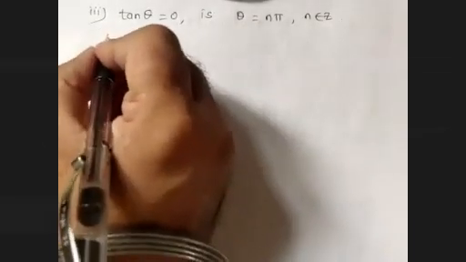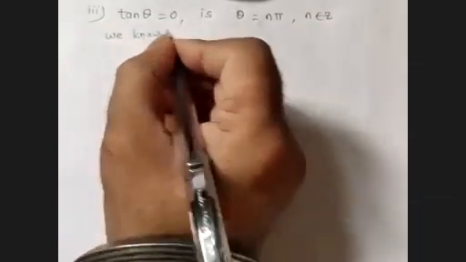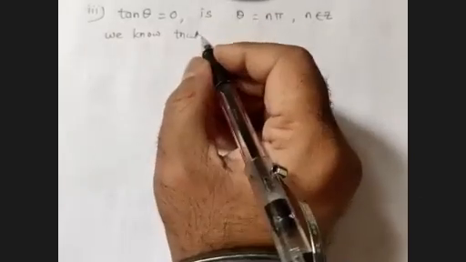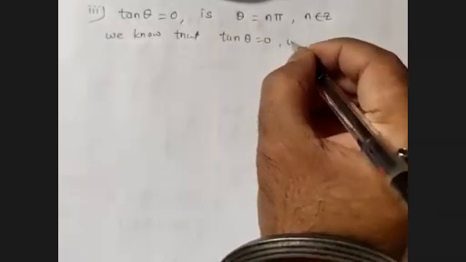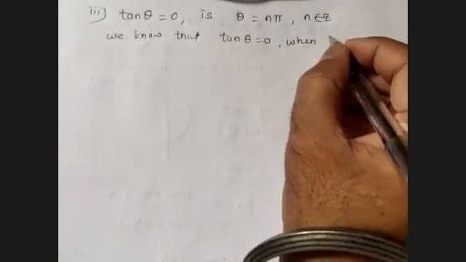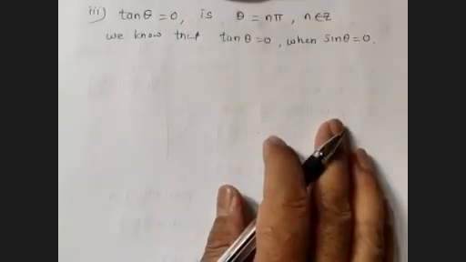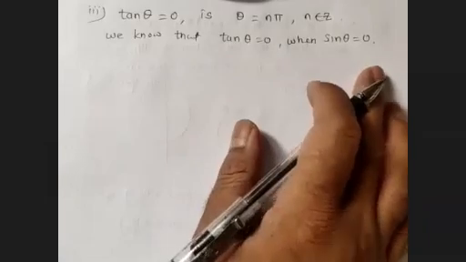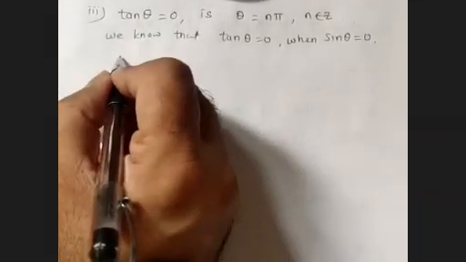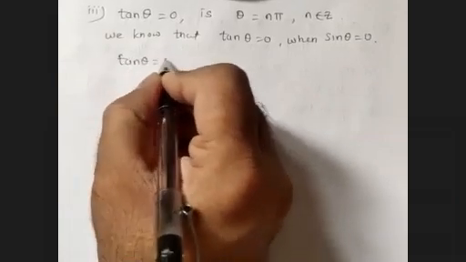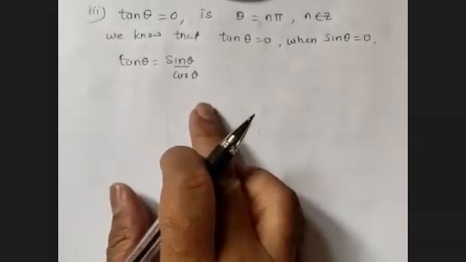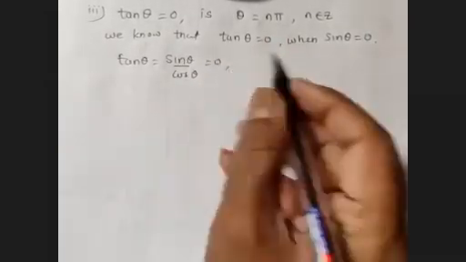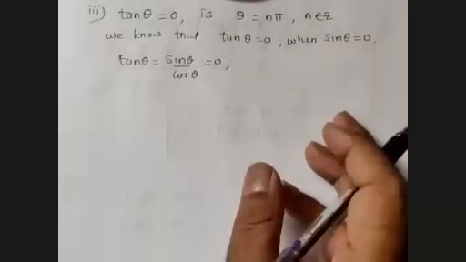Now we know that tan theta is equal to 0 when sin theta is equal to 0, as we know that tan theta is equal to sin theta upon cos theta. If tan theta is sin theta upon cos theta, and if it is equal to 0, that means sin theta is equal to 0. That's why tan theta is also equal to 0.